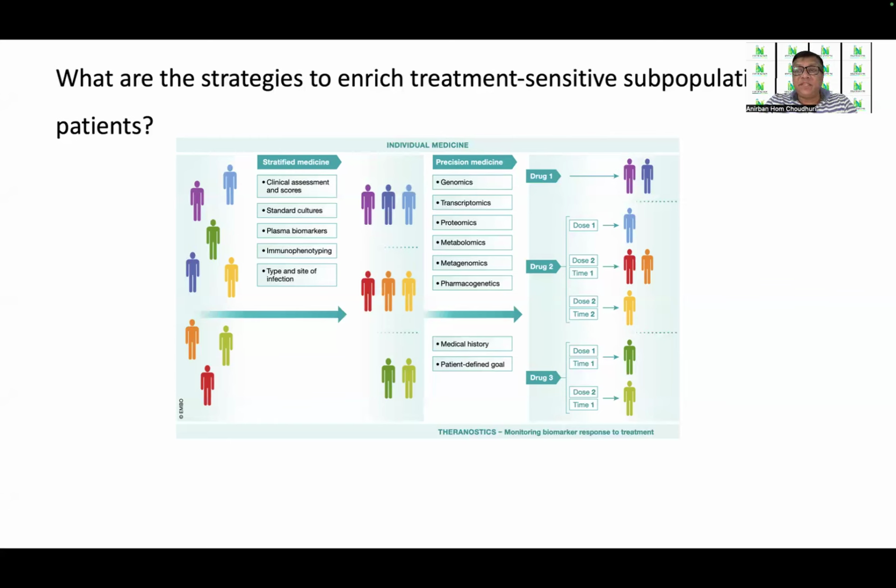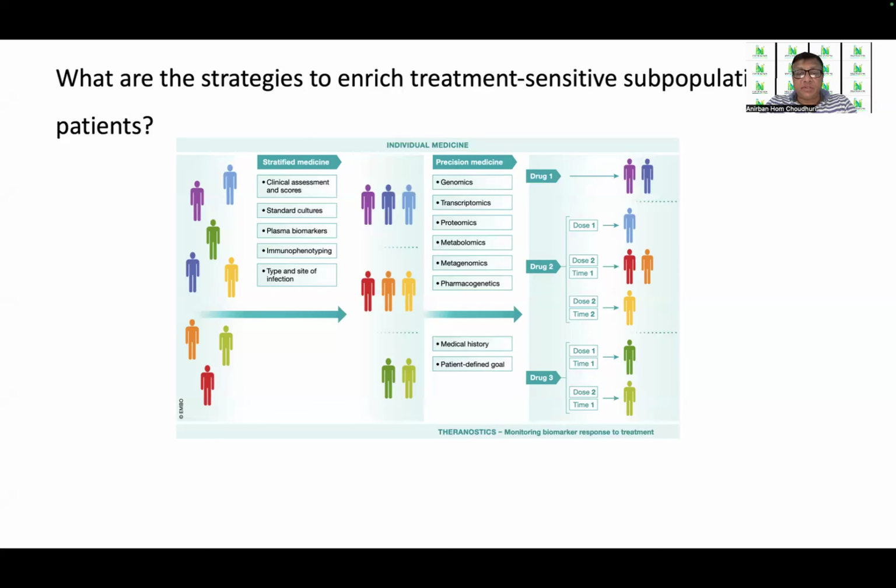For example, you can see in this figure that we have initially segregated the 8 patients into 3 groups of 3, 3, and 2 on the basis of stratification, on the basis of stratified medicine. And further, the therapy has been tailored to 3 drugs. And again, the second drug has been given in 2 different doses. And again, the doses can also vary with time. So this is how we will have to practice.